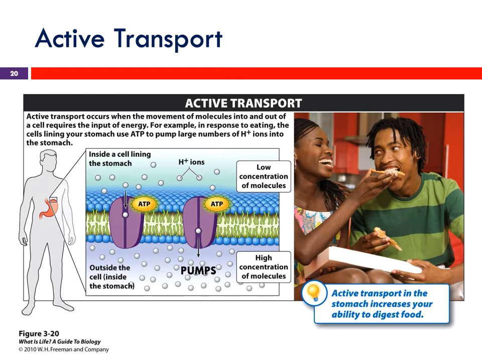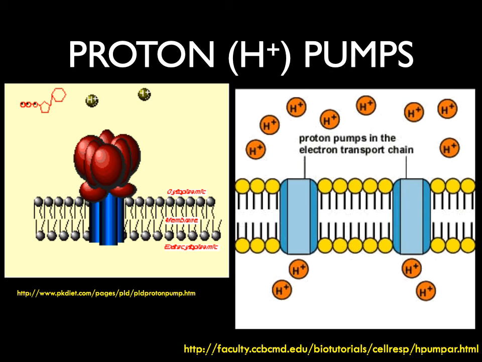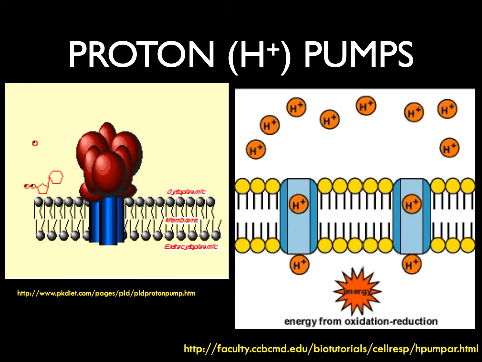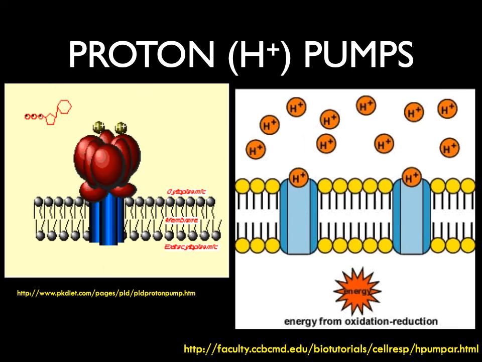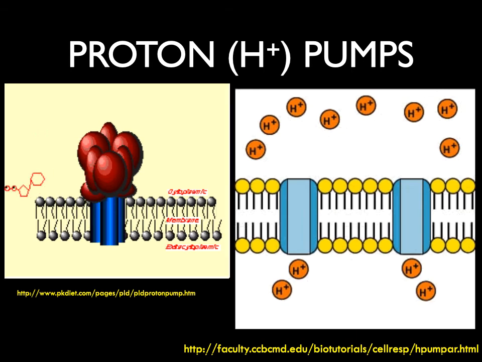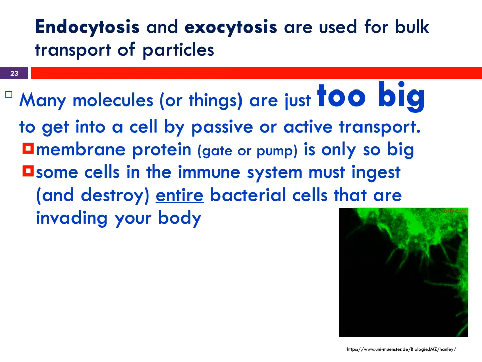Here's their picture. And then you've got things called proton pumps, and there's a GIF of what's going on. It's taking protons, which are H pluses, and it spins around and pushes them through from where there is less of them to where there is more, the definition of active transport. There are two other main types of active transport, endocytosis and exocytosis. Endo, inside, moving things into the cell. Exocytosis, moving things out of the cell.